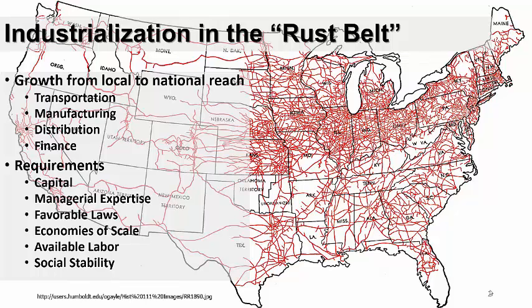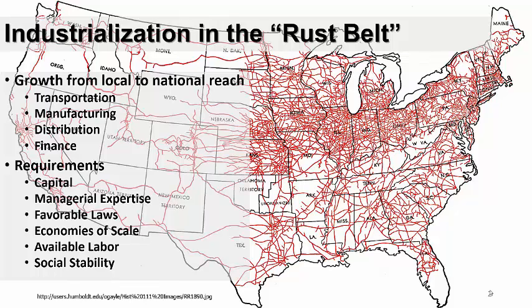Industrialization grew over the course of the 19th century from a local to a regional set of interests, and then it gained national reach during the Gilded Age. This came about because of an expansion in transportation, an expansion of manufacturing, an expansion of distribution networks, and a huge growth in a financial sector that had barely existed prior to the Civil War.